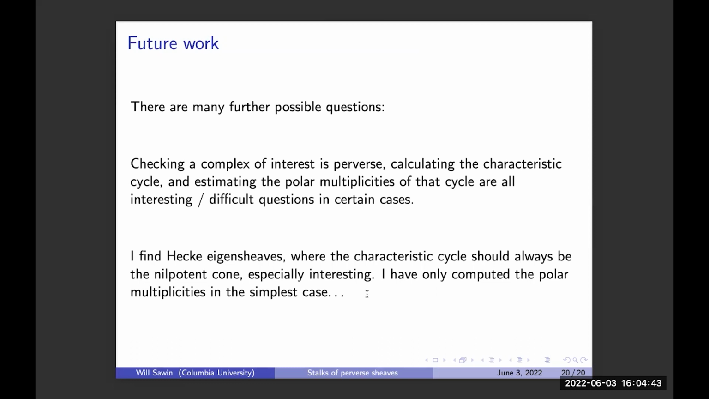It varies. And maybe the most interesting case is Hecke eigensheaves, I feel like, because it's connected to a lot of different geometry. The general philosophy is the length of the characteristic cycle should be related to the nilpotent cone of the space of Higgs bundles. And there's interesting intersection theory involving the nilpotent cone that I don't know how to do.